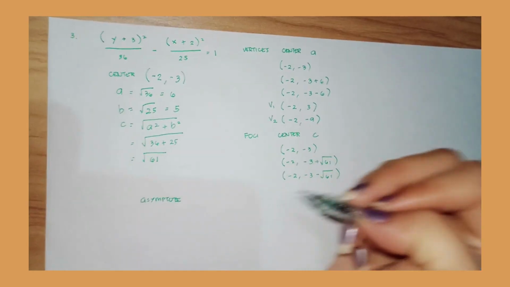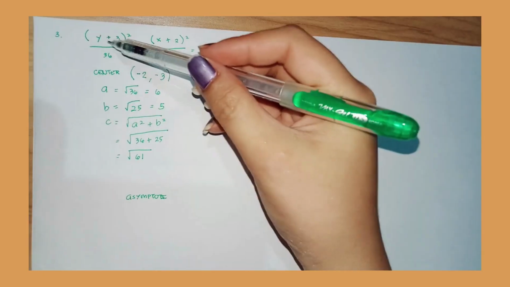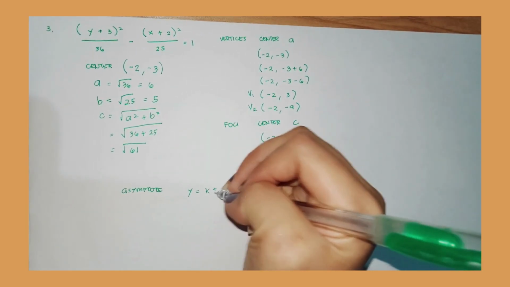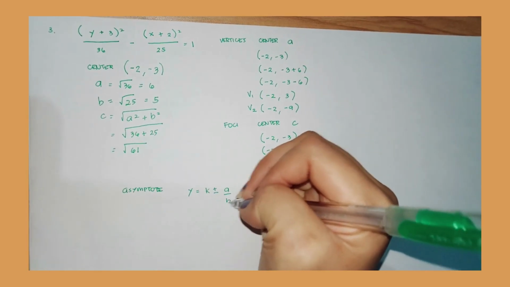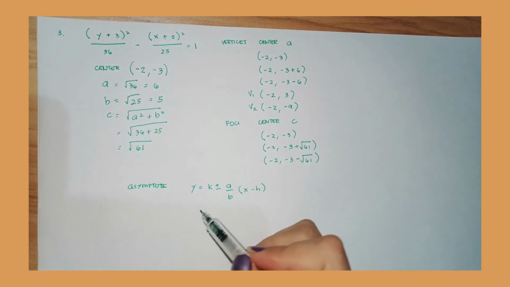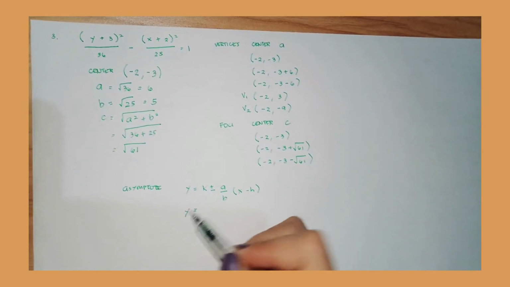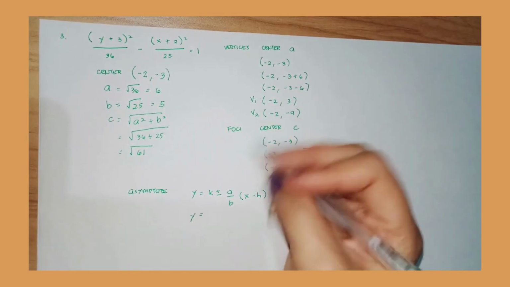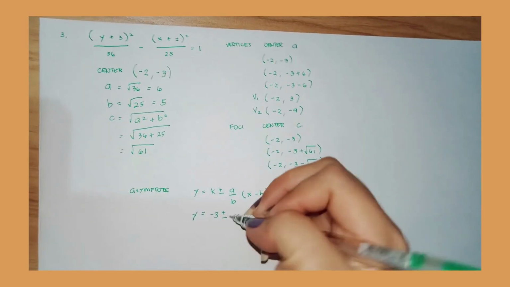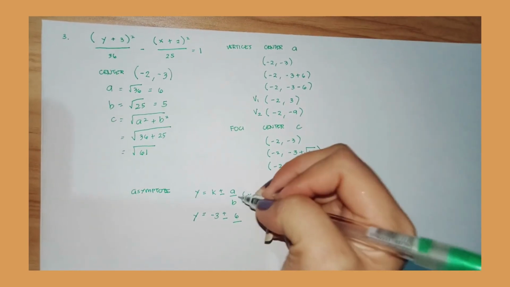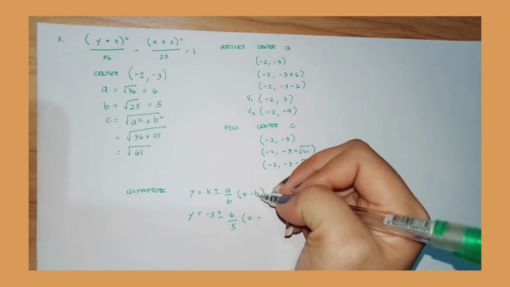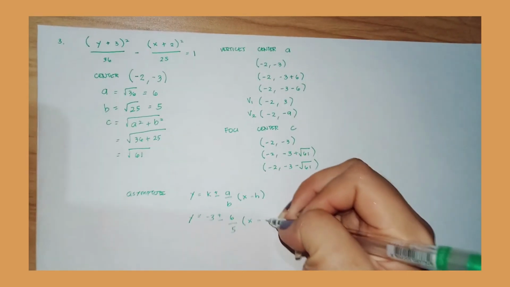Yung formula naman in getting the asymptote kapag y yung una, that is, y equals k, positive, negative, a over b, x minus h. Substitute the value tayo. K natin is negative 3. Positive, negative. A is 6. Over b is 5. Then copy x minus h natin is negative 2.